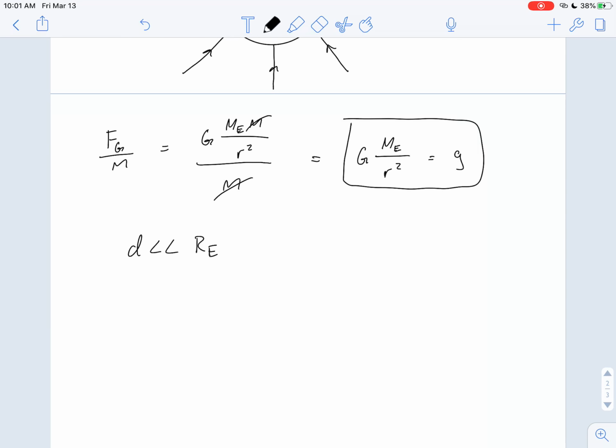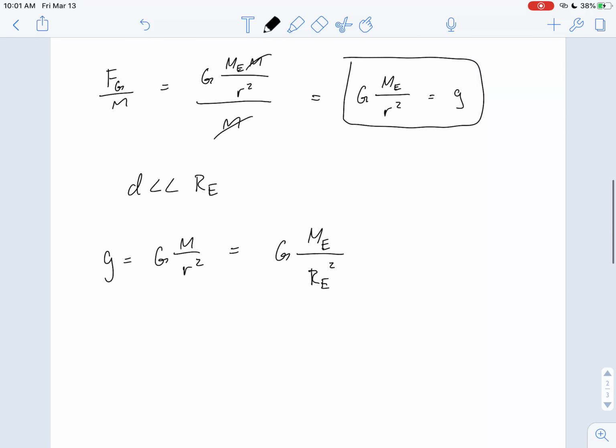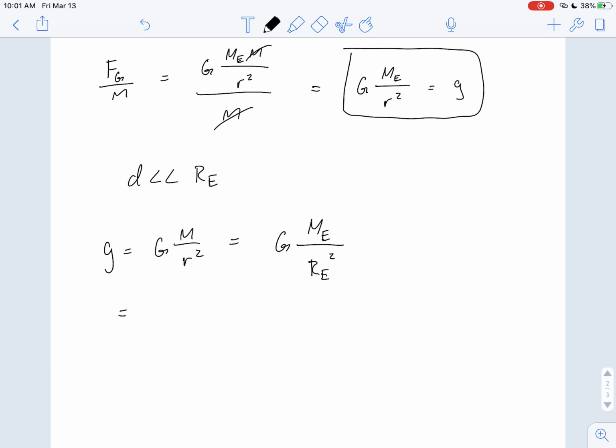In general, the gravitational field formula is going to be Gm over r squared. But I'm going to use the mass of the Earth for mass, and I'm going to use the radius of Earth for the distance because we're really close to the surface. Let's go ahead and plug in some numbers and see what we get.